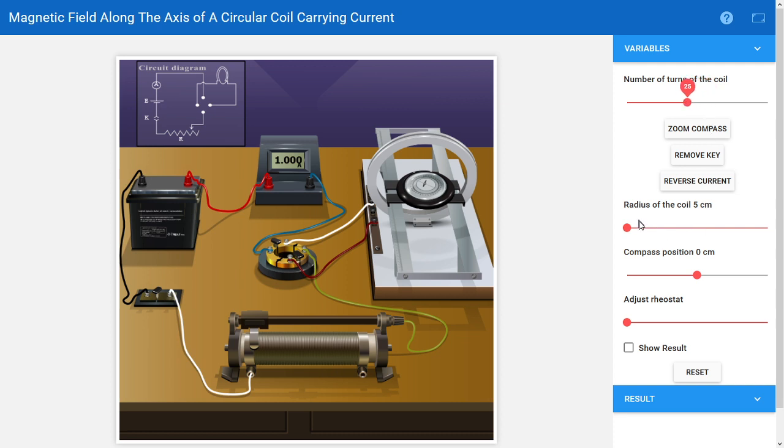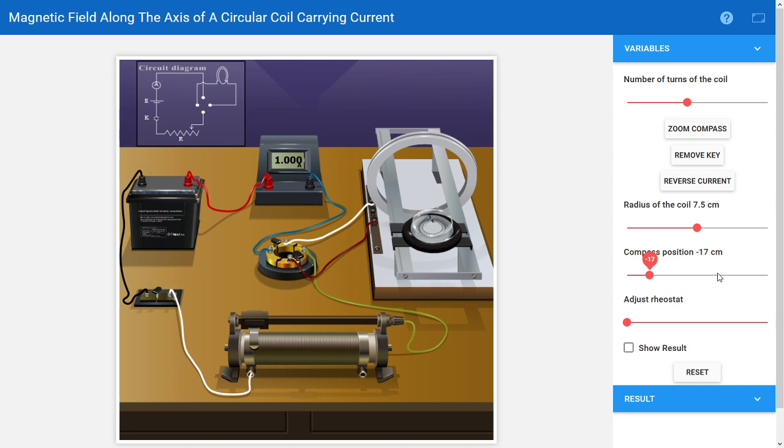Okay, so the radius is actually 5 to 10, so I'm keeping it at 7.5. The compass position is 0 here, that means it is exactly at the center. Now if I move this towards the right, in this case it is actually moving in that side, so you have to keep it in mind. So this should be visualized properly.